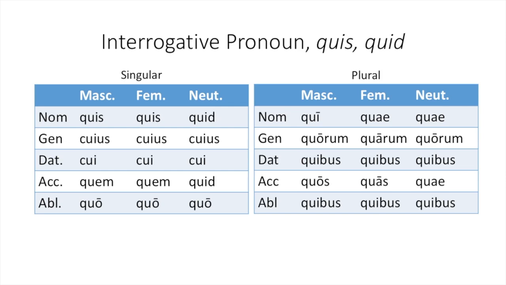So as you copy these down, you will probably notice that a lot of these forms look very familiar to you. In fact, they're almost the same forms as the relative pronoun, though not exactly. Once you've finished copying these down, you can resume the video to learn more about translating sentences with the interrogative pronoun.